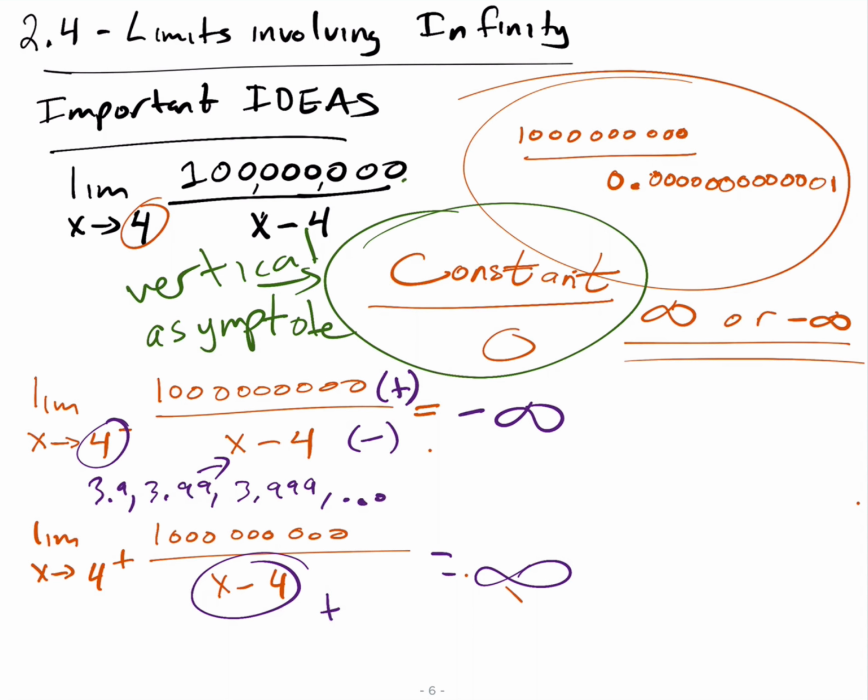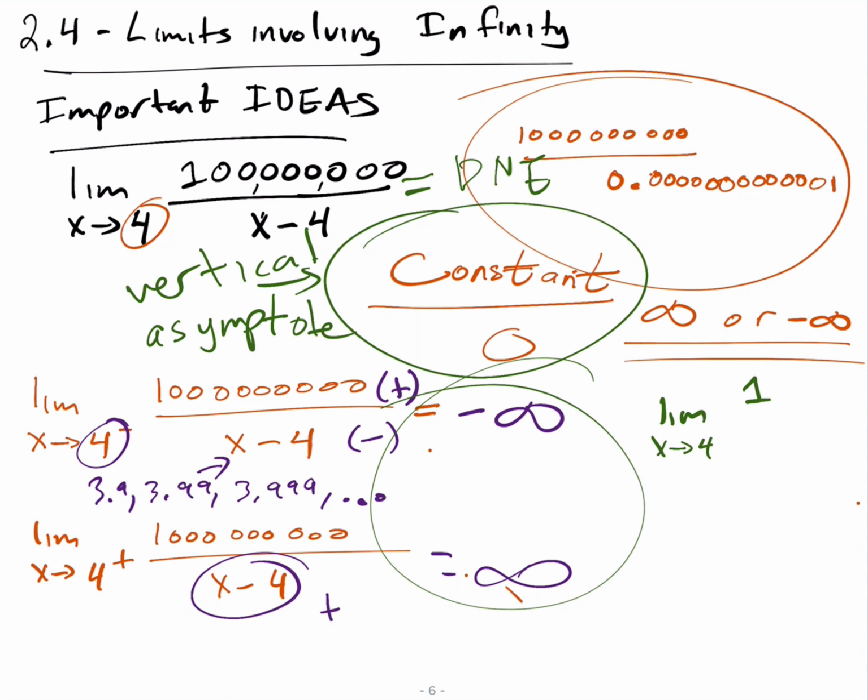So what do you say about this limit, after finding these two? Does not exist, right? Because they're different. Okay. Questions about that? Even if both of them were the same, it would not exist. It doesn't exist, but you would say it's infinity or negative infinity if they were the same. So, for example, just to do a quick side example.